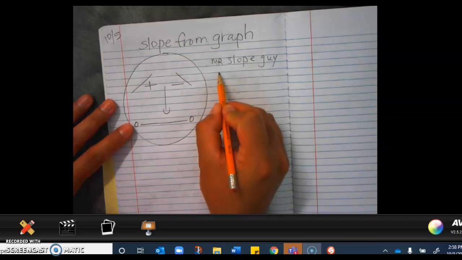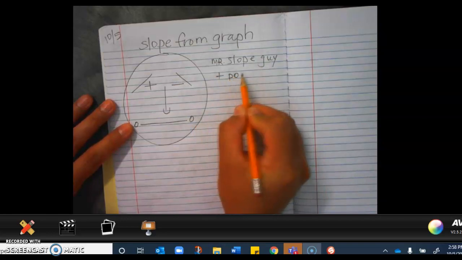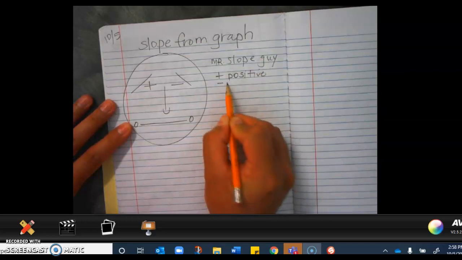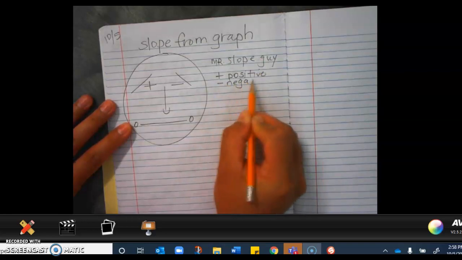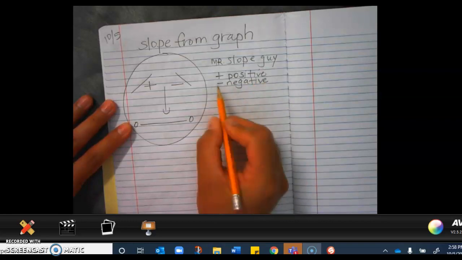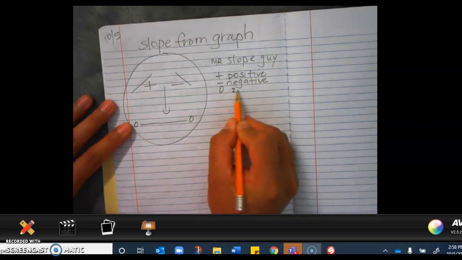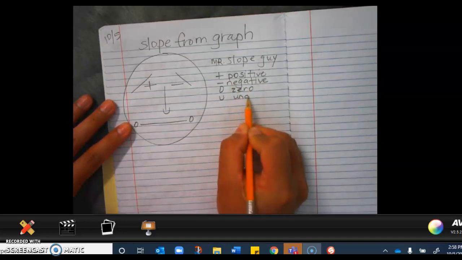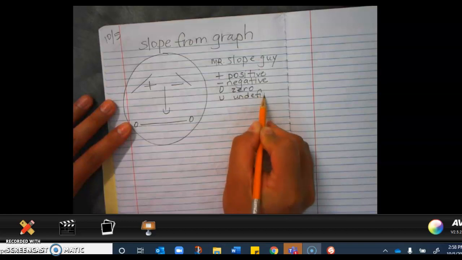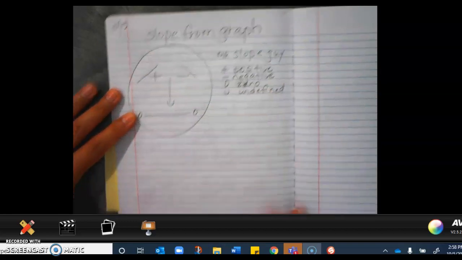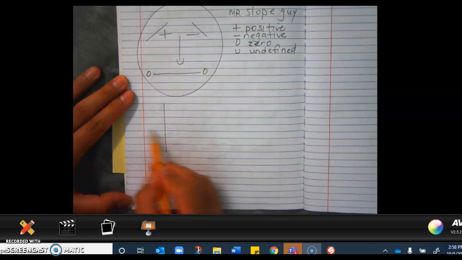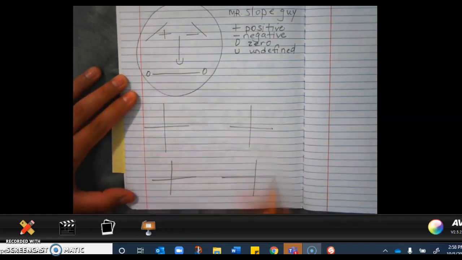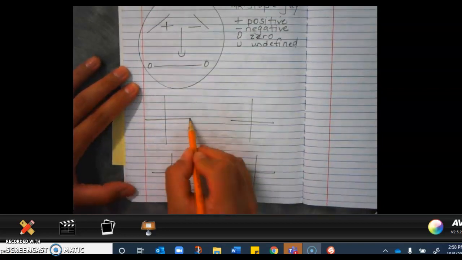So if we're going to label these, plus is positive, minus is negative, the dimple is 0 for his mouth, and then the U is the undefined for his nose, straight up and down. Then if you would, draw yourself 4 different graphs, and we're going to see what each of these lines would look like on an actual coordinate plane.